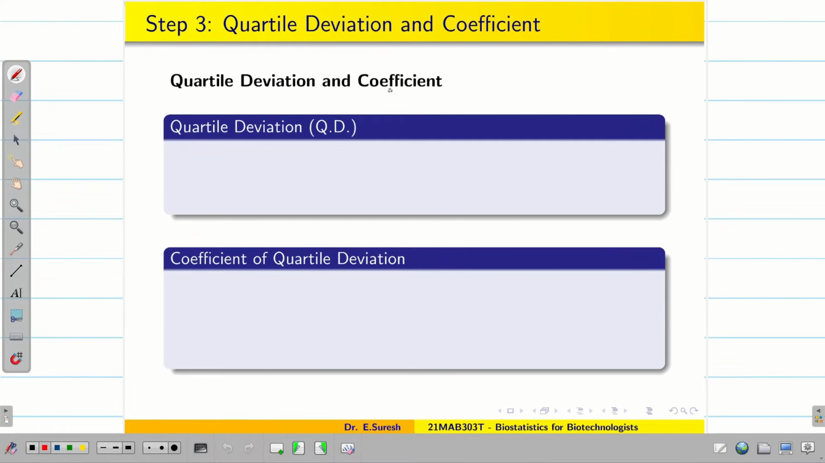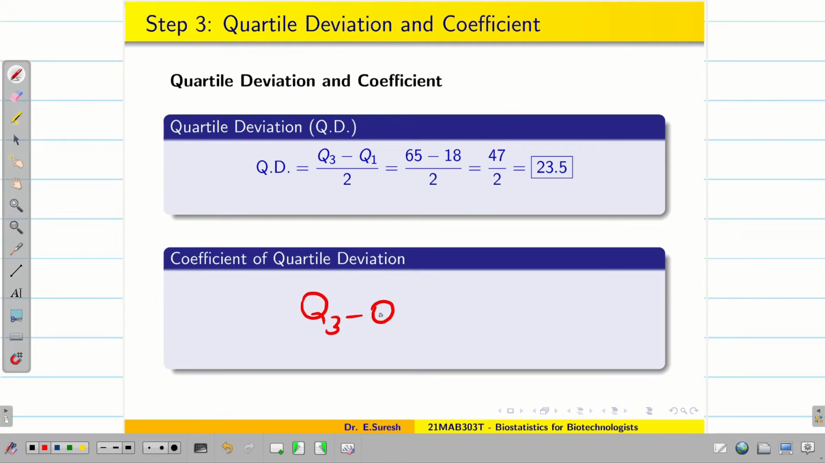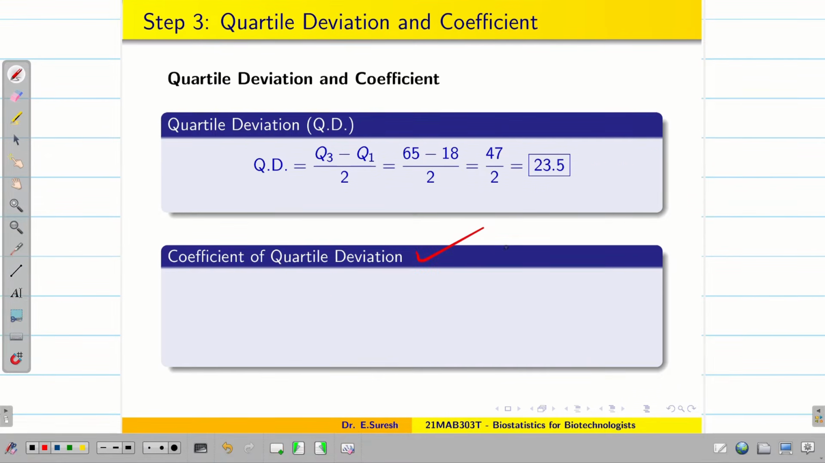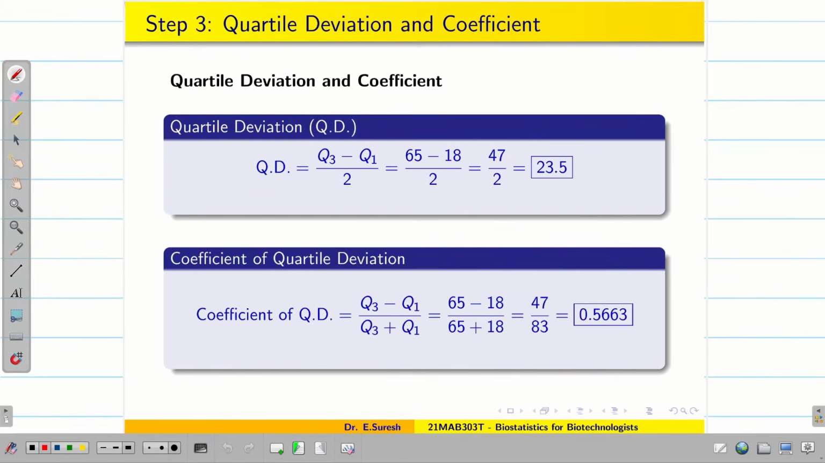Next, we are going to find the quartile deviation. The formula for quartile deviation is Q3 minus Q1 by 2. Substitute the values and you get the answer 23.5. Next we are going to find the coefficient of quartile deviation, that is Q3 minus Q1 divided by Q3 plus Q1. Substitute the values and calculate the exact decimal places using a calculator. The value is 0.5663. Hope you understand, students.